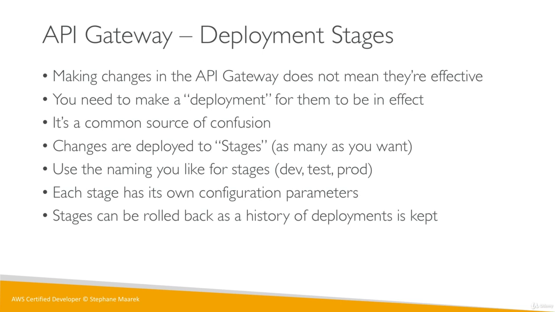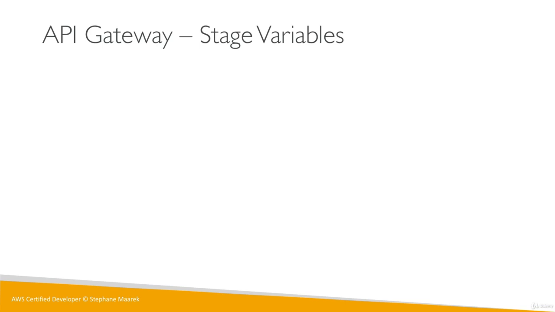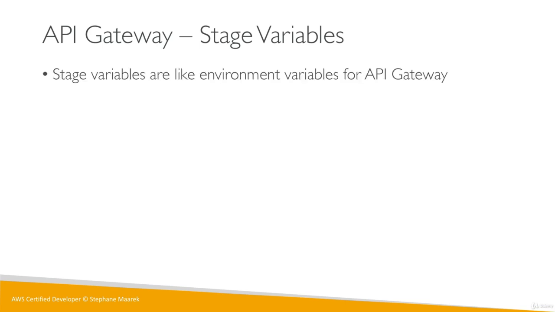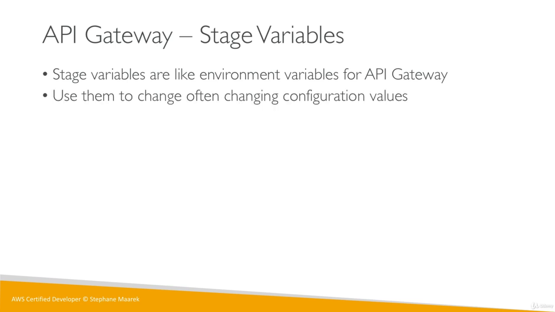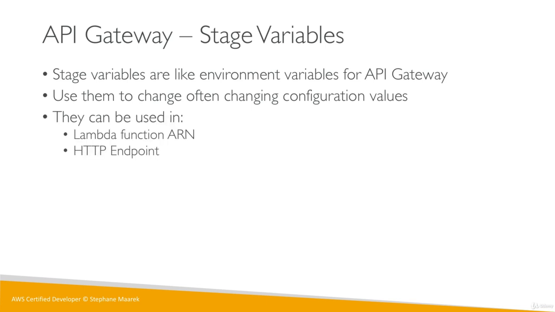Now, why do we use stages? We use stages because we can have stage variables. And so these stage variables are going to be like environment variables for our API Gateway. Using these stage variables, we're going to be able to change them, and they will drive changes into configuration values. So it's a bit abstract, but they can be used in Lambda function ARNs, HTTP endpoints, parameter mapping templates, and so on.